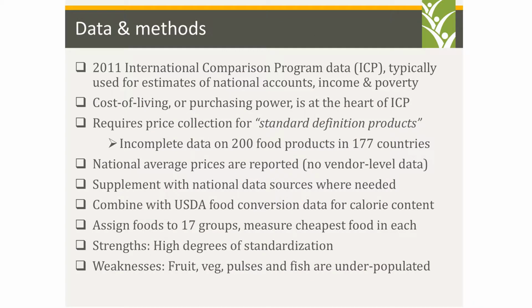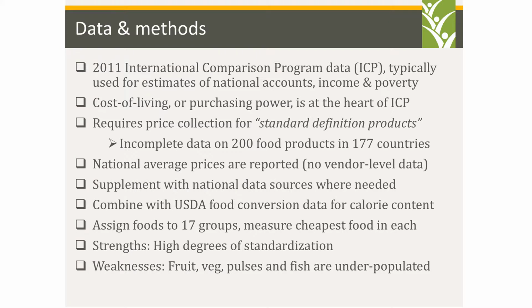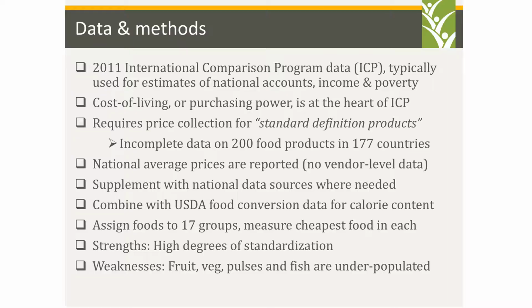And what we have is incomplete data on 200 food products. In the whole ICP, there's about 2,000 goods and services, but there's 200 food products. So there's gaps, but we have those food product prices for 177 countries. These are national average prices. They're means taken across a bunch of different vendors. So in a country like Nepal, they do street markets or bazaars, as well as a few supermarkets, etc. And they're supposed to be nationally representative. There's a few gaps that we fill in with national sources. I won't go into that now.